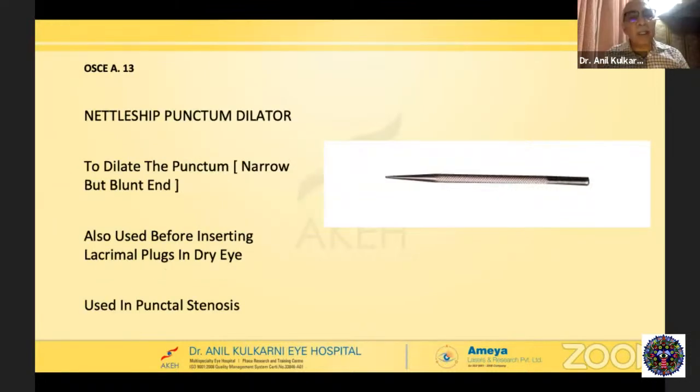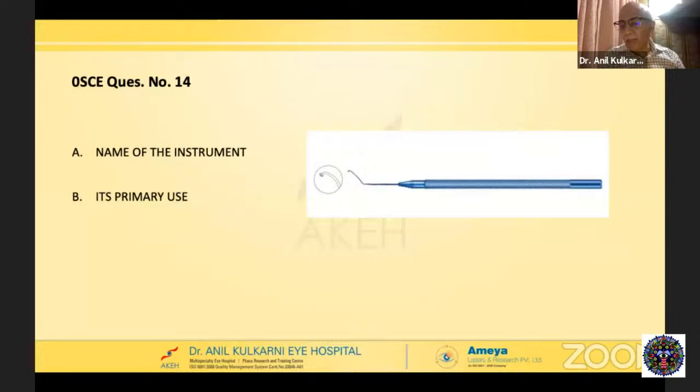This actually is a Nettleship punctum dilator used to dilate the punctum with a narrow but blunt end. Otherwise, it will injure the canaliculus. It's also used before inserting lacrimal plugs in cases of dry eye. And it is also used in punctal stenosis to dilate the punctal opening. Number 14.